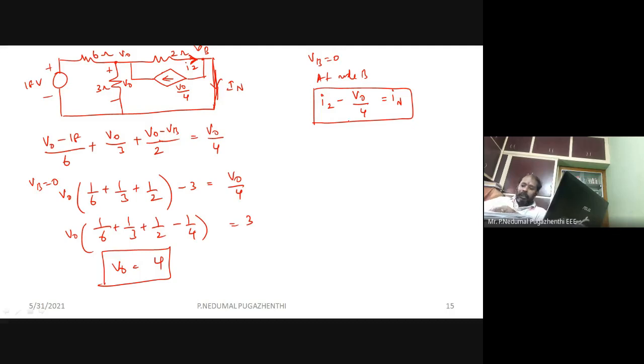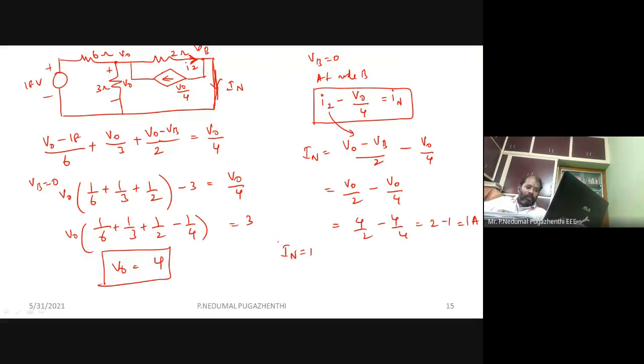If V0 is equal to 4, what is IN? IN is equal to (V0 minus VB) divided by 2, which is I2, minus V0 by 4. So V0 by 2 minus V0 by 4 is equal to 4 by 2 minus 4 by 4, which is 2 minus 1, equal to 1 ampere. So I Norton is equal to 1 ampere. So what is my equivalent Norton circuit? Between terminals 1 and 2, this is going to be 3 ohm and this is going to be 1 ampere.